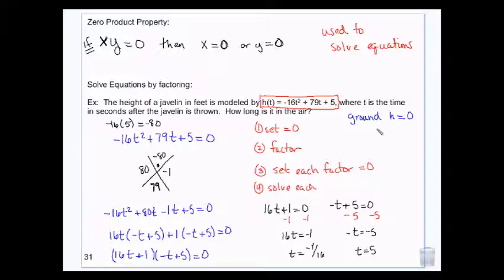Now, which one is correct? In this instance, we're talking about time. T is time. And time is never negative. So this is not valid. So our correct answer is 5. So it's 5 seconds. So when the guy throws the javelin, it's going to be in the air for 5 seconds before it lands.